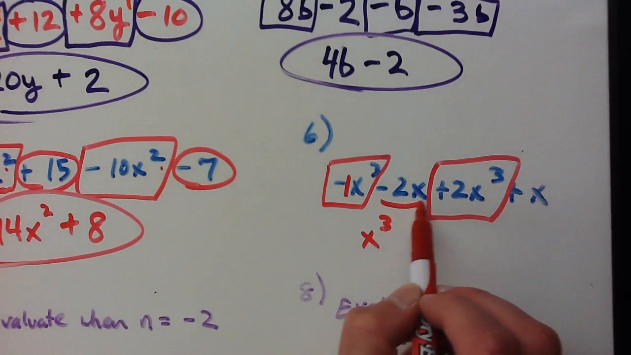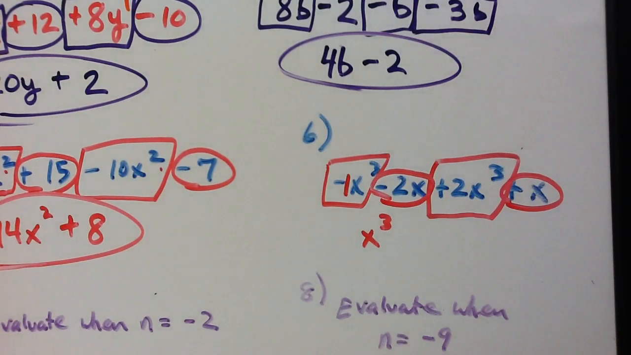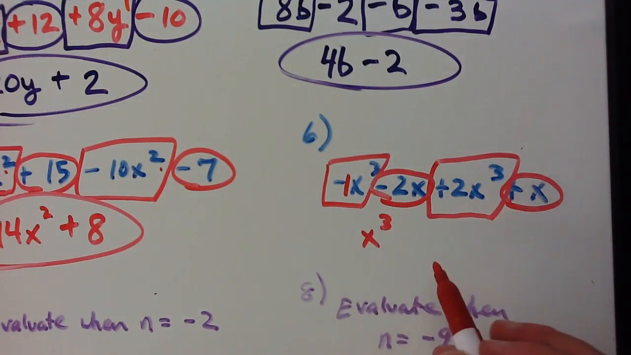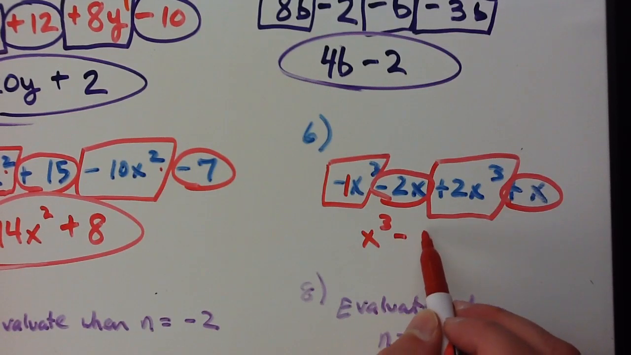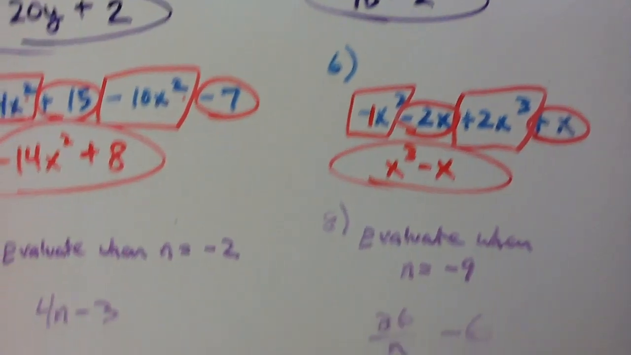Next I have negative 2x and positive x. Those are like terms because they have the same variable x, same exponent 1. So what's negative 2 plus 1? That's negative 1, or just negative x. That's your simplified expression.